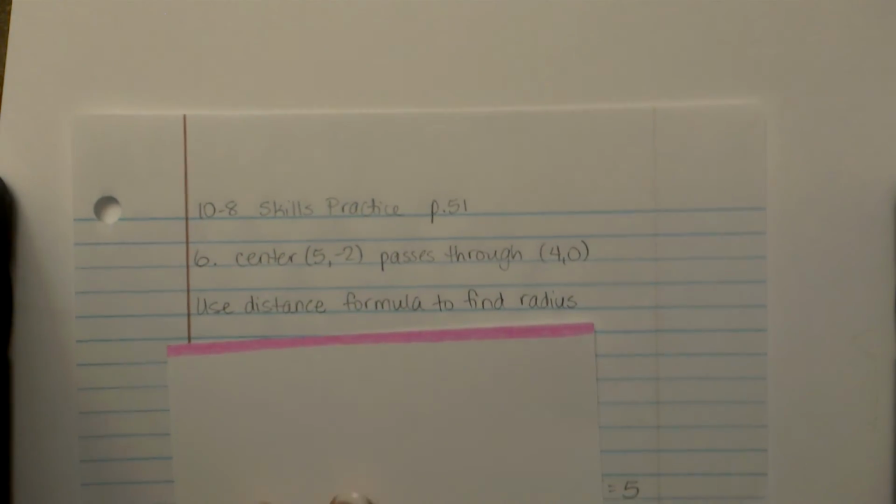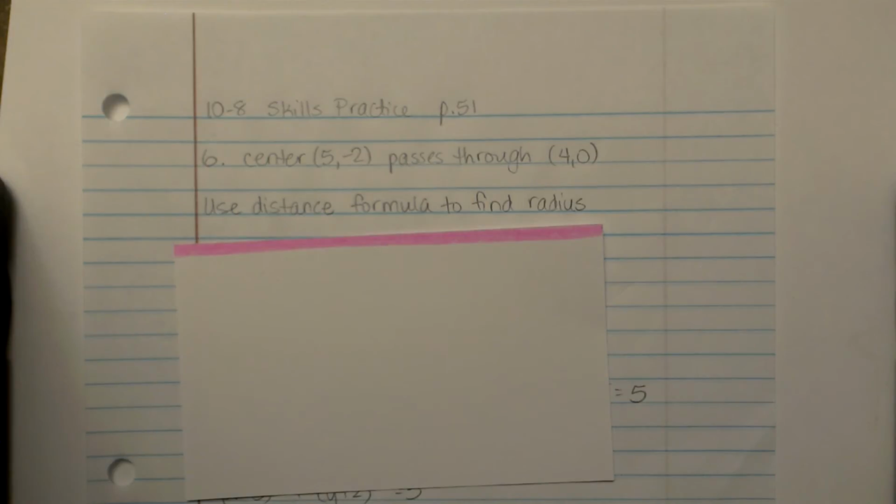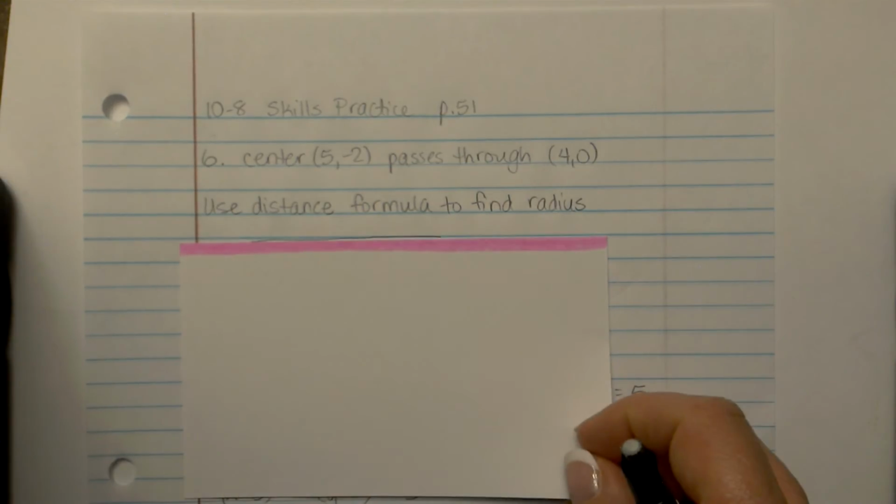All right, let's look at some more. Number 6, we also have a similar problem where the center of the circle is at 5, -2. It passes through 4, 0. Again, we're looking at the distance to find the radius, so try it before you just copy down what's on the video.